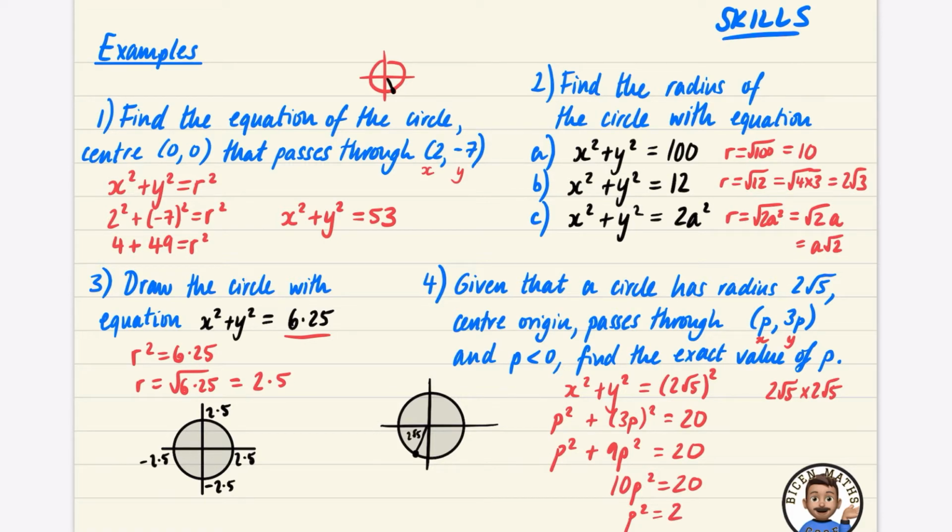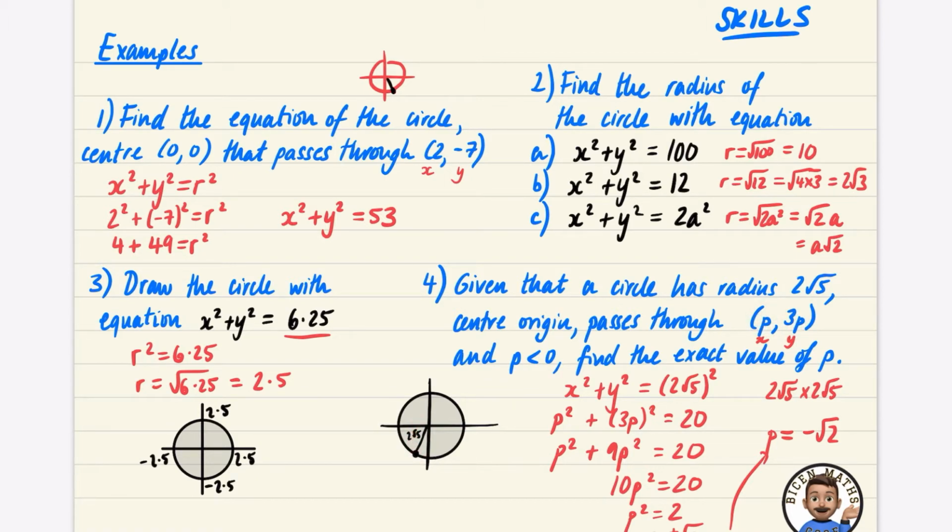And so p is equal to either the positive or negative square root of 2, but it says in the question that p is less than 0, hence p is equal to the negative square root of 2. So actually this coordinate that we have is negative root 2 and negative 3 root 2 because of this part that we've got here.